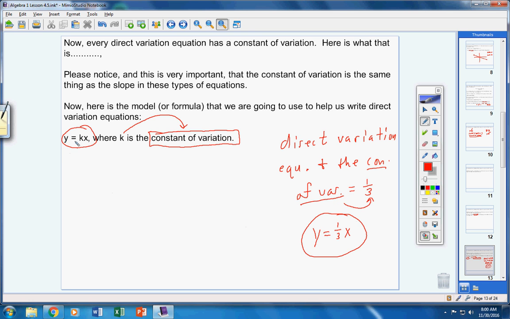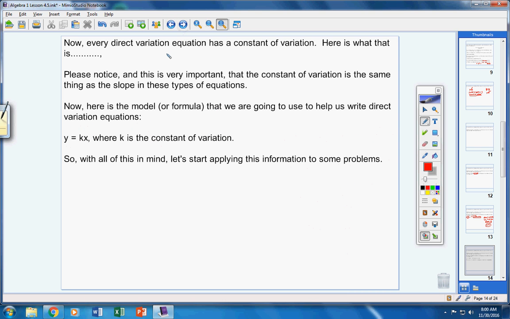It's simply like this model here where the K is, you would put what? 1/3. And you're finished. Y equals 1/3 x. So it sounds like to me the key is to find the constant of variation. Alright? So with all of this in mind, let's start applying this information to some problems.